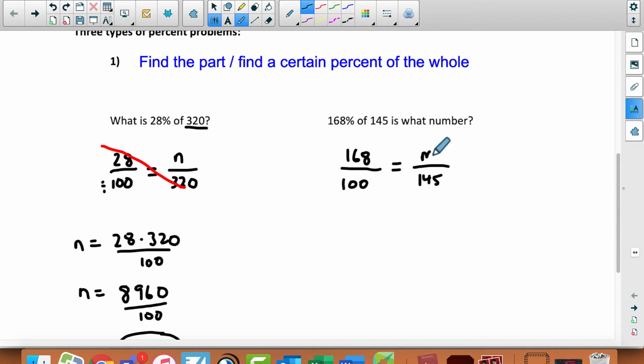So again, this is what we're trying to find. I'll call it M this time. What are you going to multiply? These two get multiplied together. So you're going to go M equals 168 times 145 and then divided by 100.